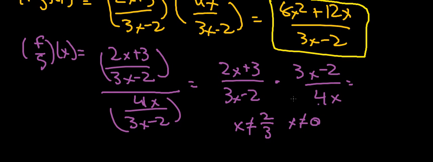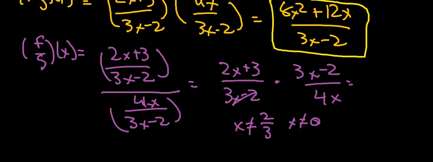Because anything that would make this 0 means we would have a 0 in the denominator. So even though this is technically the numerator here, in this case it's actually the denominator. Anything that makes this 0 will make this whole thing undefined. So it actually can't be 0 and it can't be 2/3.